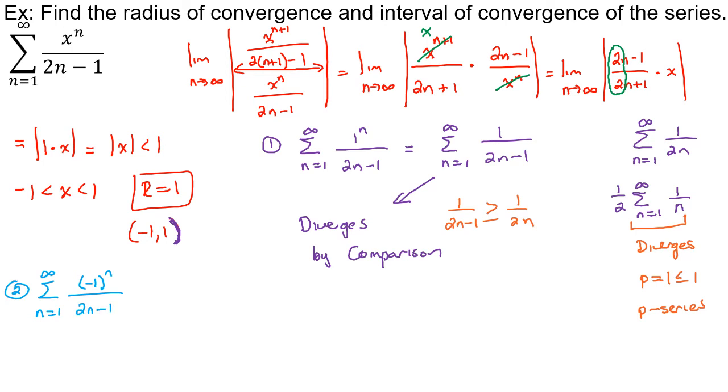Let's try an alternating series test in this case. This is an alternating -1 to the n. So I'm going to write it kind of like what we did back then: -1 to the n times 1 over 2n minus 1. I need b sub n, which is 1 over 2n minus 1. That has to always be bigger than 0.